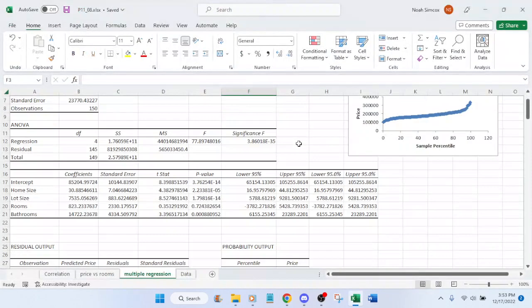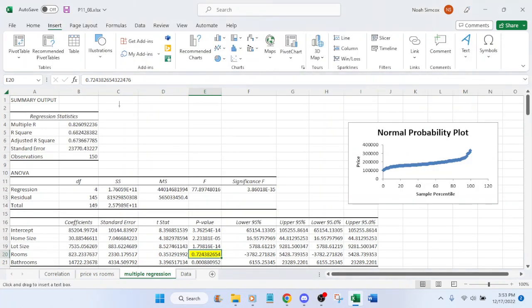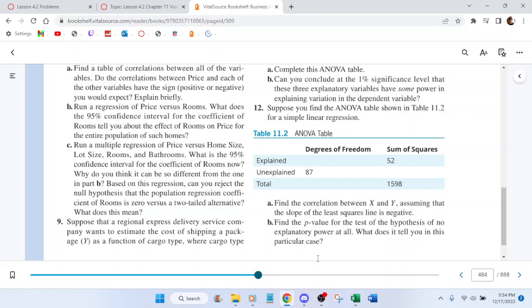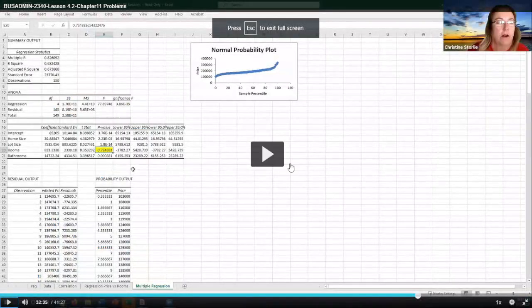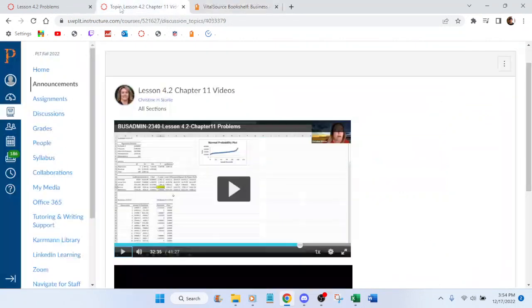Okay, for rooms, well, it's obviously 0 is contained. The p-value for rooms is 0.72, which is more than 0.05. So, what is the question again? Why is it different from B?